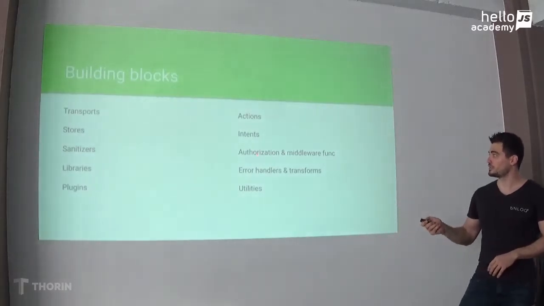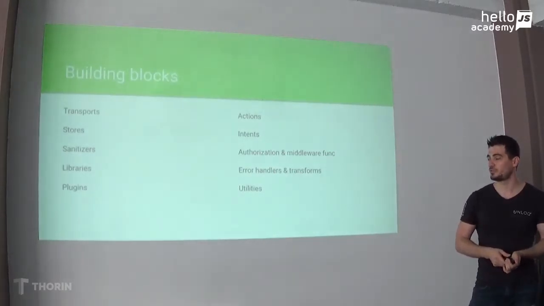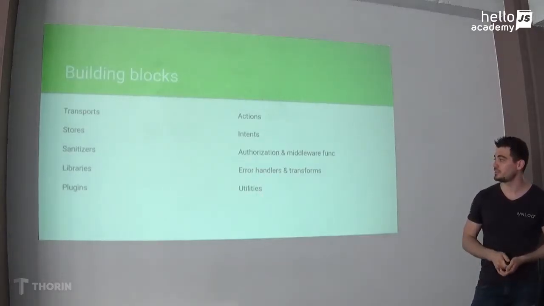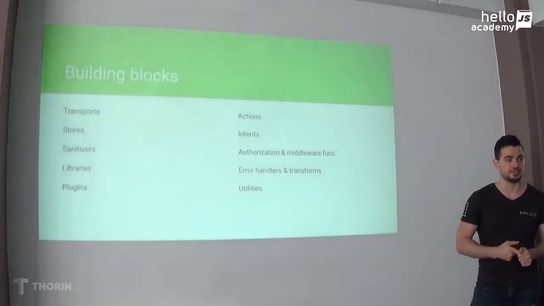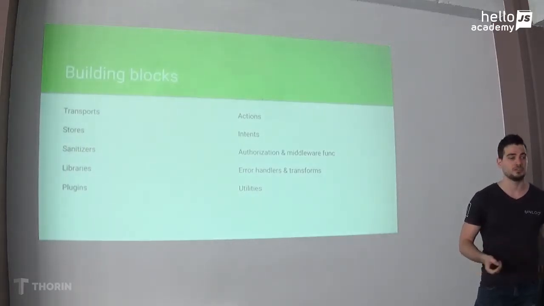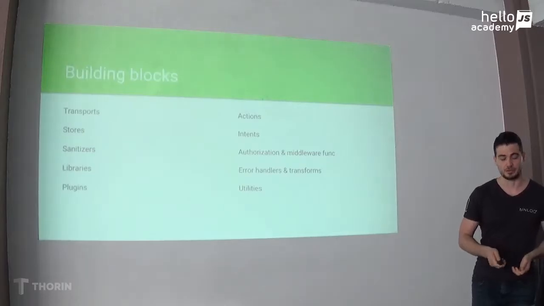Again, about authorization and middleware functions, those are useful everywhere you go, so that you just don't duplicate your code. And finally, you have utilities. Thorin has some built-in utilities like file system utilities or sync utilities or series utilities and so on.